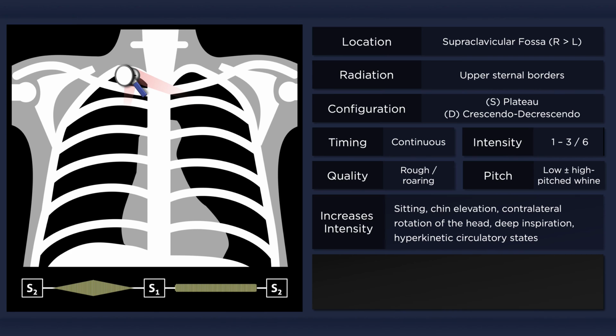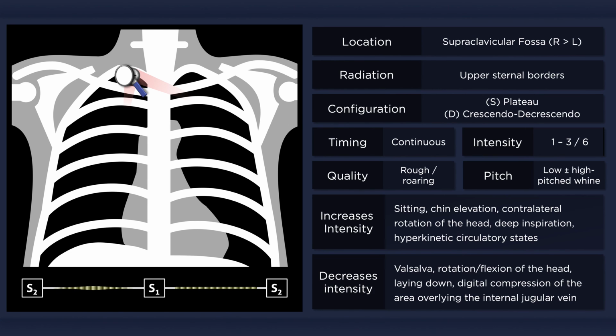Unlike other innocent murmurs, it is heard louder while the patient is sitting. It may be better heard with elevation of the chin and contralateral rotation of the head. Deep inspiration and hyperkinetic circulatory states, such as hyperthyroidism, can also increase the intensity of the murmur. The murmur may soften or disappear by lowering the chin and turning the head ipsilaterally. Digital compression of the internal jugular vein will instantly obliterate the murmur.